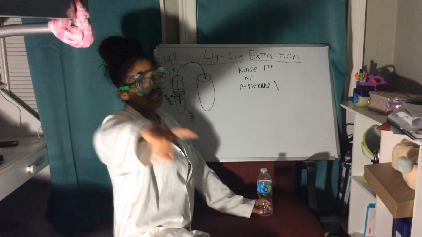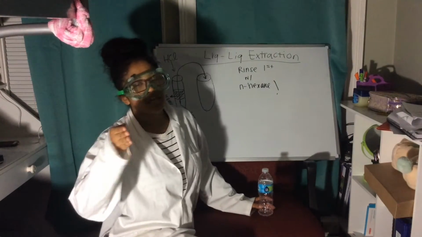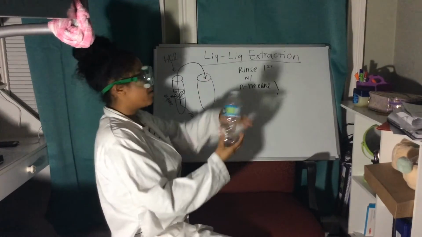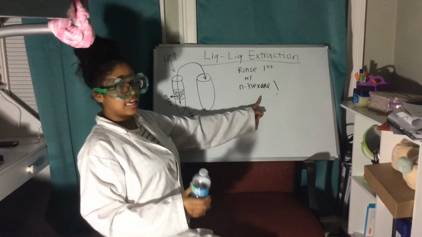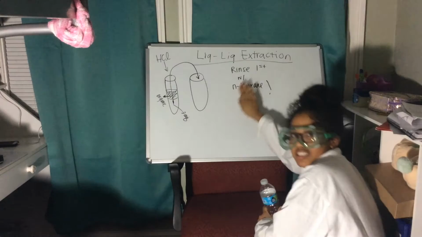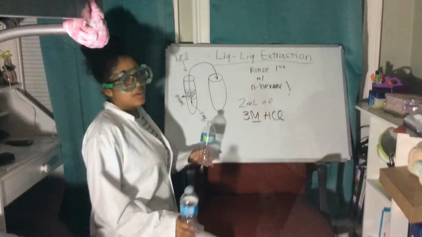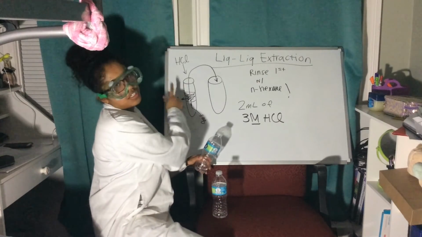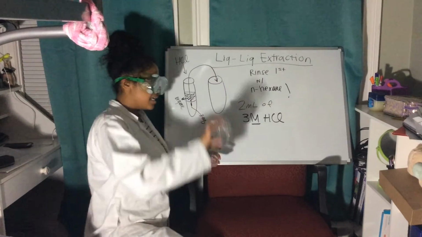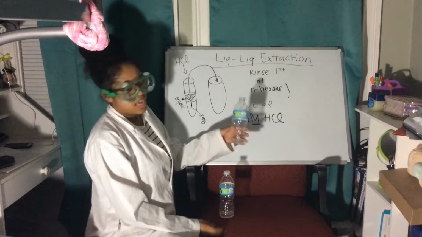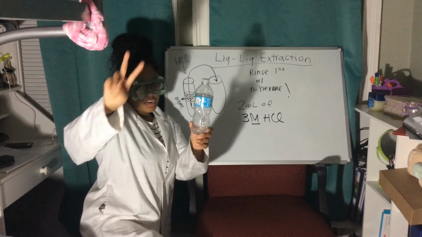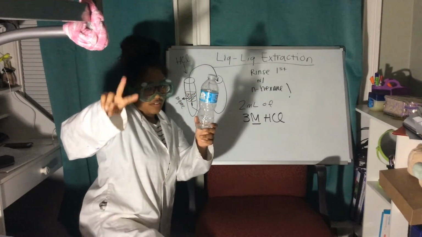Once the refluxing is done, what we want to do is transfer that liquid into a clean culture tube, and then we will rinse it with n-hexane. And now it brings us to the liquid-to-liquid extraction. In the liquid-to-liquid extraction, we are going to take HCl, which is our acid, and mix about 2 milliliters of it into a culture tube. Then we're going to swish it around gently to see the 2 layers form.